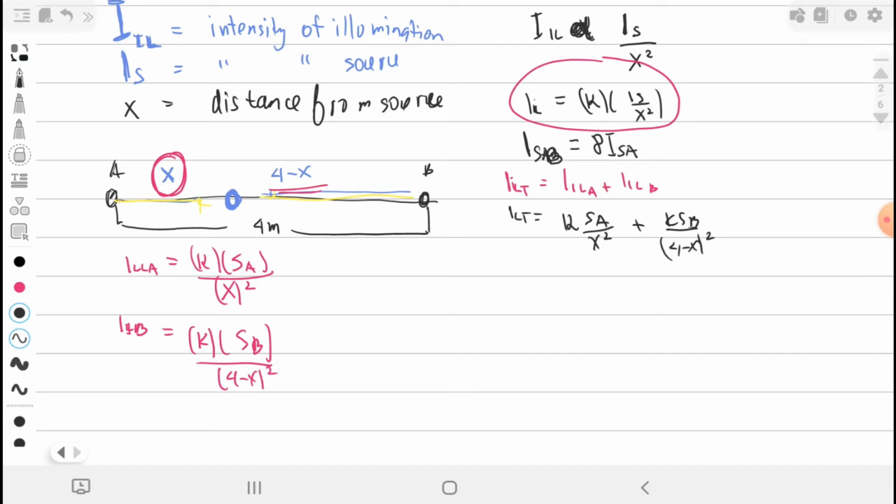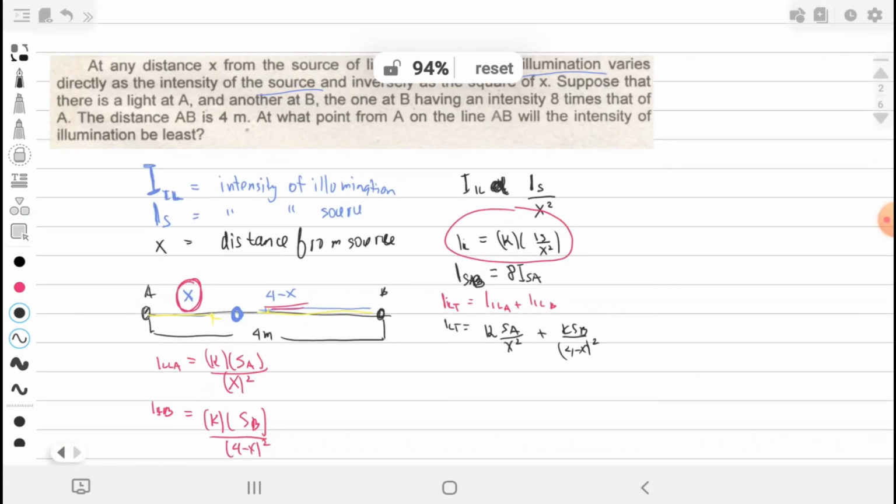So, what we are getting is any distance. So, distance is our variable. Okay? It is the variable here. What we will maximize is our ILT, or our illumination at a point. So, this is our illumination at a point. Okay? So, at any point.